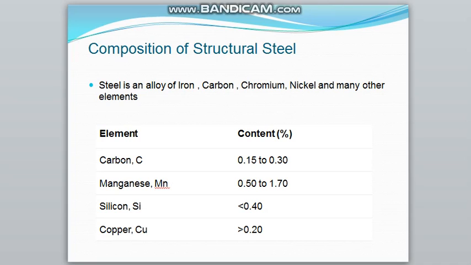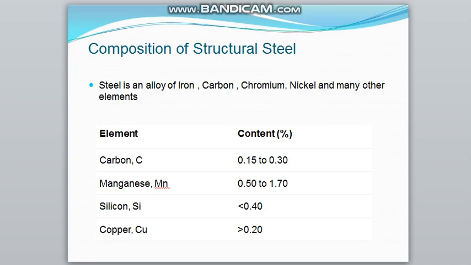Structural steel has a carbon content between 0.15 and 0.3%. If the carbon content is much higher, the ductility will be very low. Carbon is inversely proportional to ductility. If carbon content increases, ductility decreases. Next, coming to manganese. Manganese has a percentage ranging from 0.5 to 1.7%. It has effects similar to carbon.